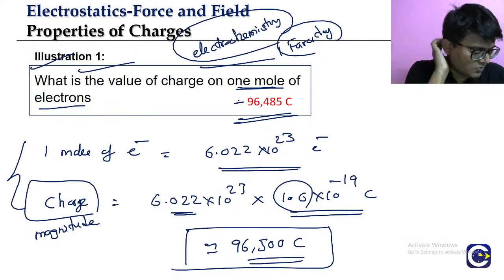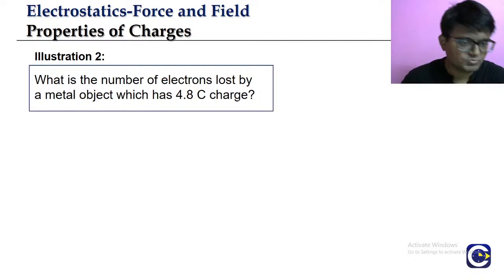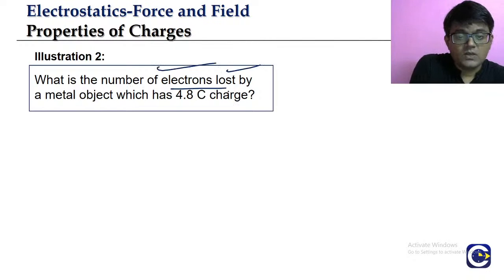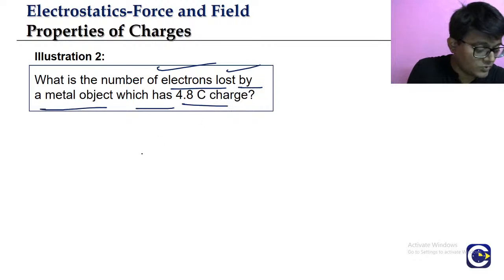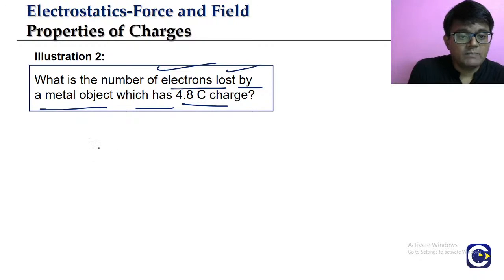Okay guys, so we'll move on to the next question. What is the number of electrons lost by a metal object which has a 4.8 coulomb charge? So on the metal object they are giving the charge, 4.8 coulombs. நம்ம என்ன find out பண்ணனும்? We need to find out the number of electrons lost by the metal.